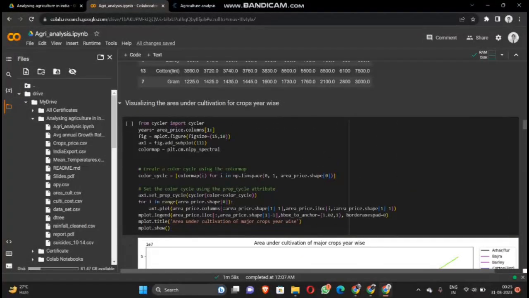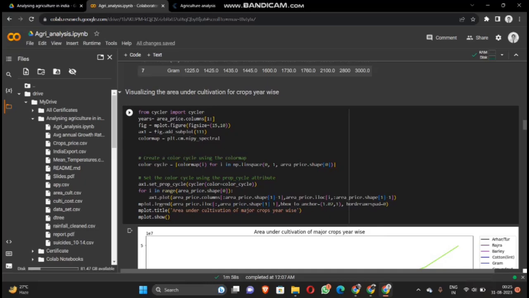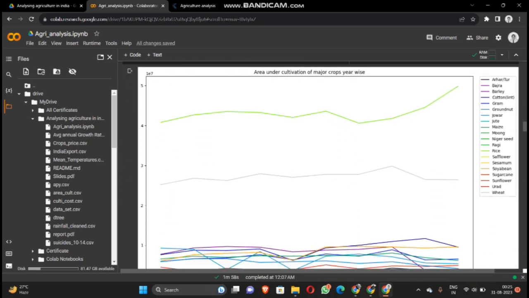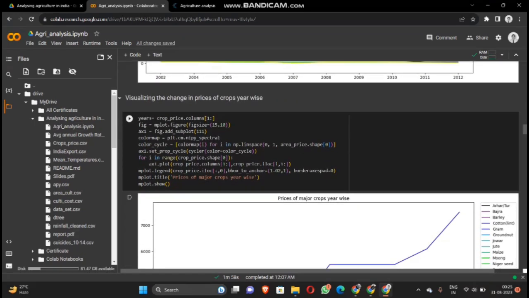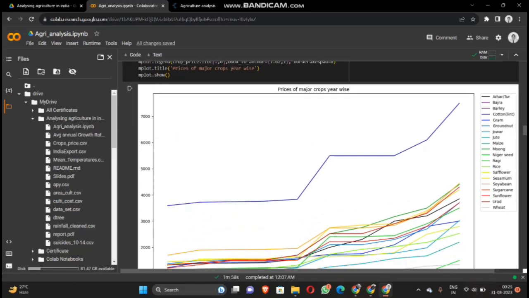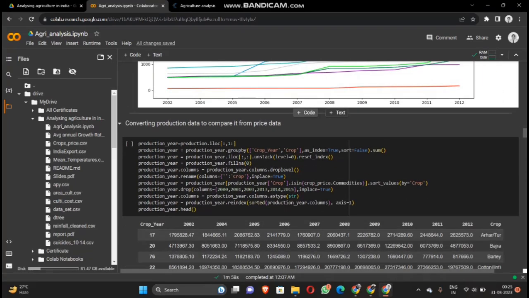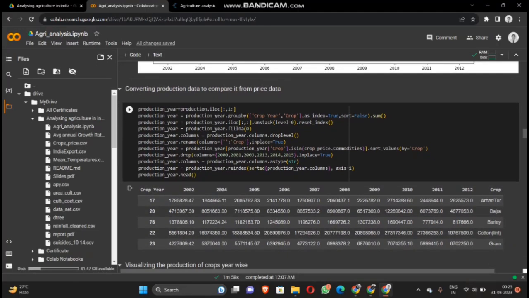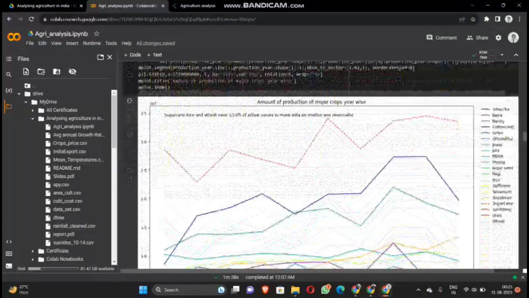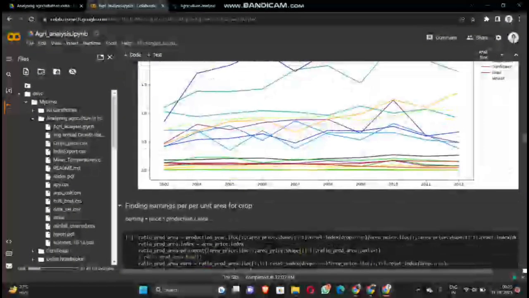Now this is the visualization using the line graph. The first visualization is area under cultivation for crops year-wise. Similarly for change in prices of crops year-wise, followed by production data compared to the price data, and then we are visualizing the production of major crops year-wise.